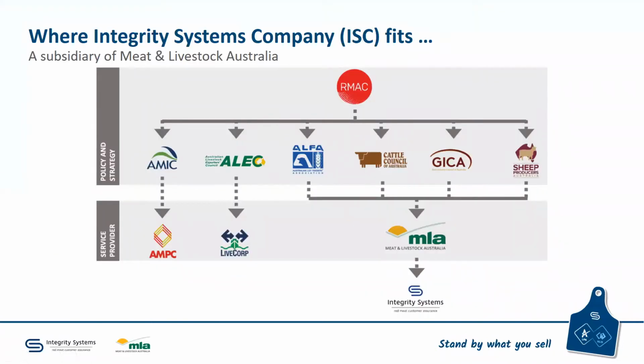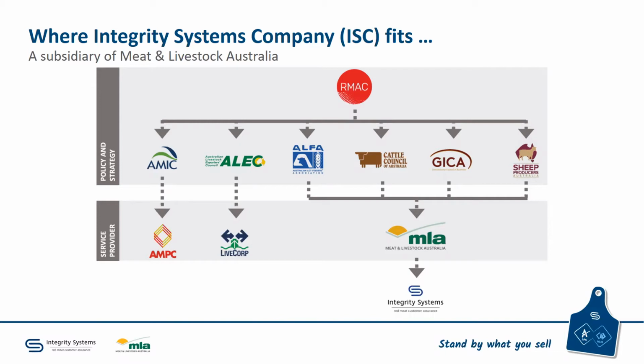Right at the start, we always like to set the scene by showing you where Integrity Systems Company fits into the whole red meat industry. There's a number of organisations on your screen there. They're divided into the organisations that are responsible for policy and strategy, headed by RMAC, or the Red Meat Advisory Council. And then you have the organisations that sit at that high level, your industry bodies of Cattle Council, Goat Industry Council and Sheep Producers, and Alpha for the feedlotters, and then you've got the other two organisations off on the left.